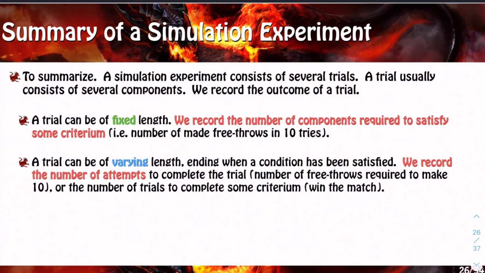You can see why simulation is so useful for allowing us to figure out if we need to get more chickens to collect more eggs. So to summarize, a simulation experiment consists of several trials. A trial usually consists of several components. We record the outcome of a trial. A trial can be fixed, where we record the number of components required to satisfy some criterion, or a trial can be of varying length, ending when a condition is satisfied. We record the number of attempts to complete the trial. So think number of free throws required to make 10, or the number of trials to complete some criterion, win the match.